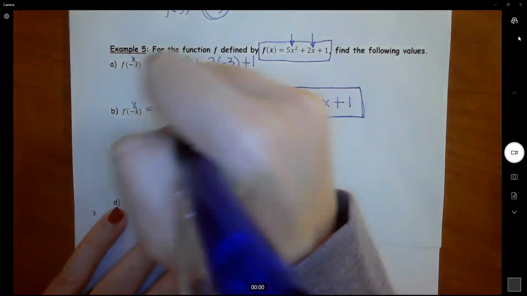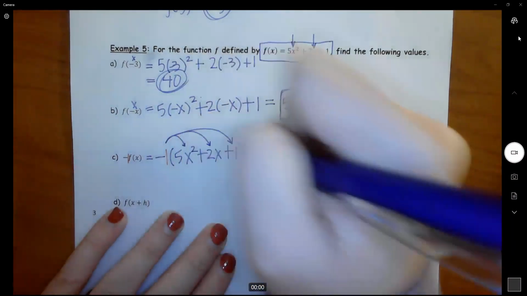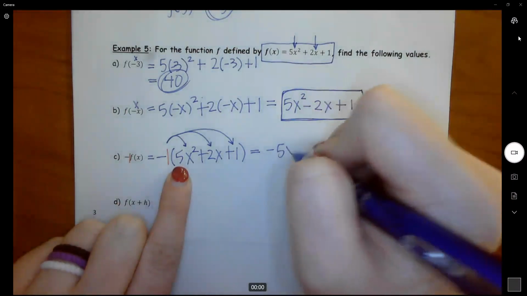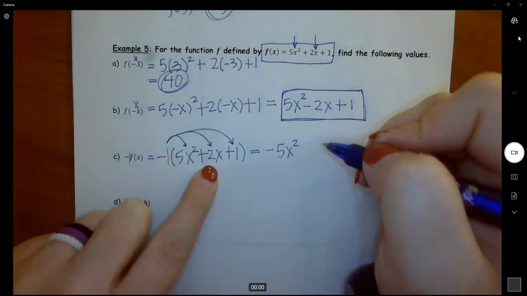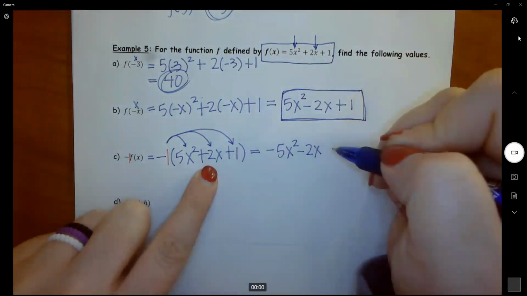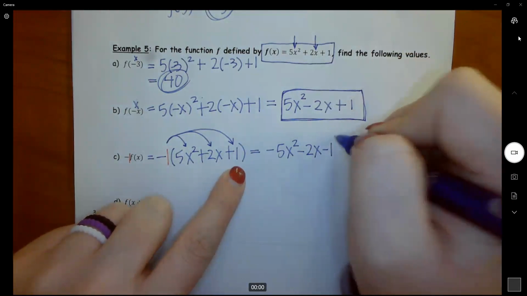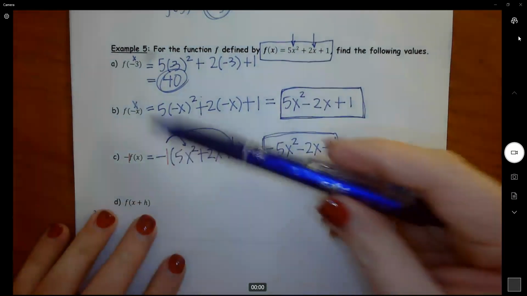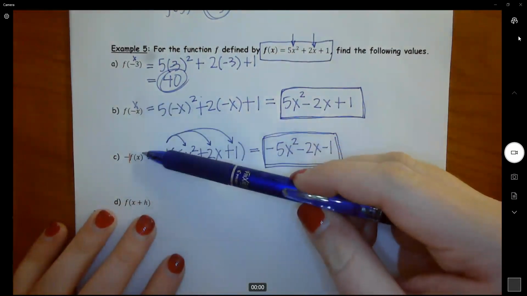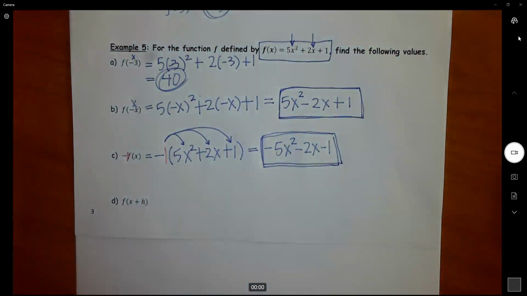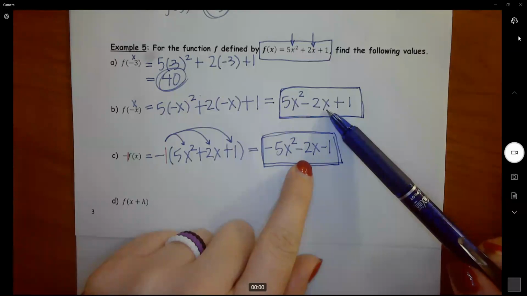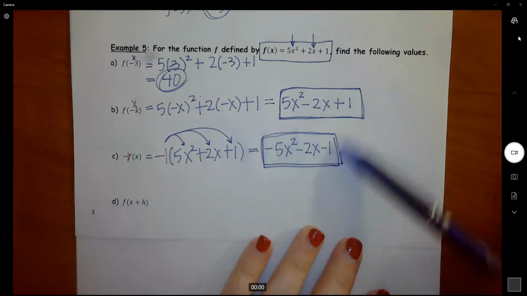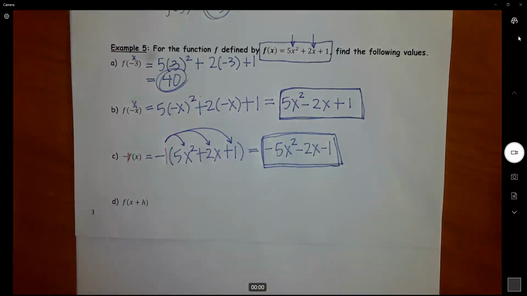Either way, you're distributing that negative to all 3 terms, which changes the sign. So my positive 5x squared becomes -5x squared. My positive 2x becomes a -2x. And my positive 1 becomes a -1. As you can see here, even though these look very similar in notation, we get 2 different answers. The middle one here happens to be the same, but my x squared term and my constant have different signs, so they are different.